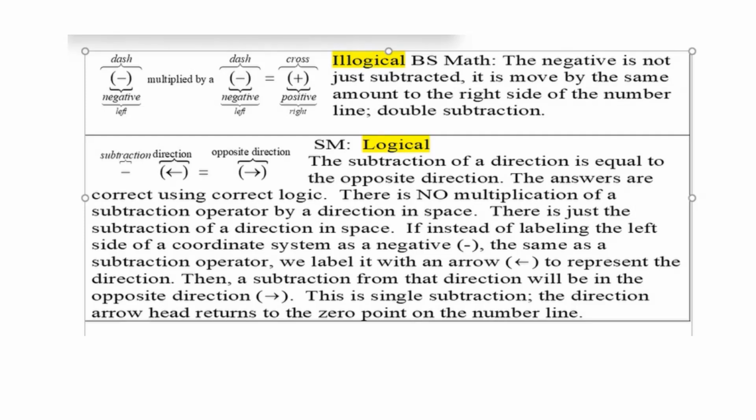There is no multiplication of a subtraction operator by a direction in space. There's just the subtraction of a direction in space. If instead of labeling the left side of a coordinate system as negative, the same as a subtraction operator, we label it with an arrow to represent the direction, then a subtraction from that direction will be in the opposite direction. This is single subtraction. The direction arrow ahead returns to the 0 point on the number line.